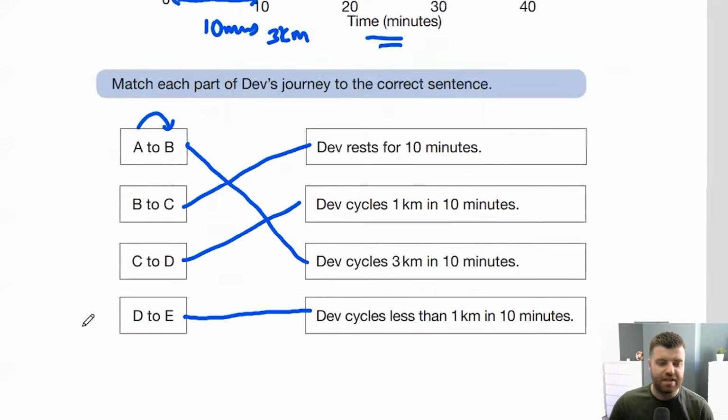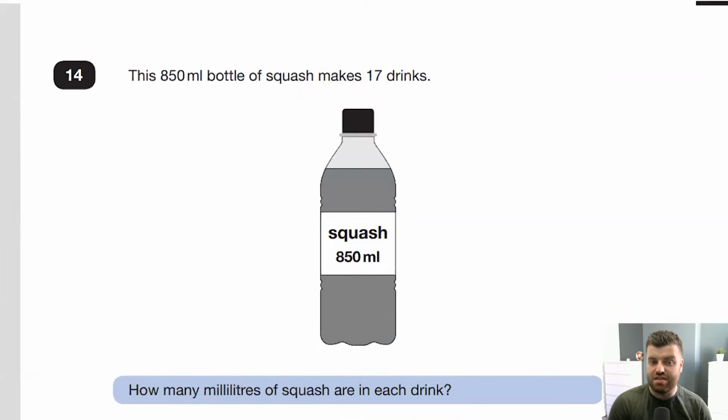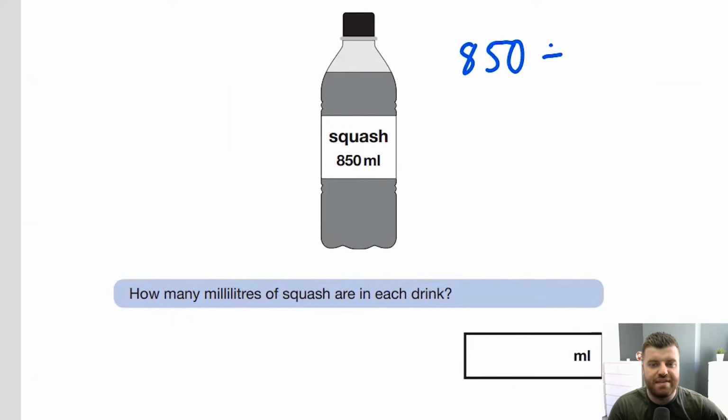Let's keep going. Question 14. This 850 milliliter bottle of squash makes 17 drinks. How many milliliters of squash are in each drink? Well, that's a simple case. I say simple. 850 divided by 17. What we can do here is a number of different strategies to get an answer. We can chunk up and we can count up in 17. That might take too long. We can use long division if we want, but at the end of the day, we're going to have to work out our multiples of 17.